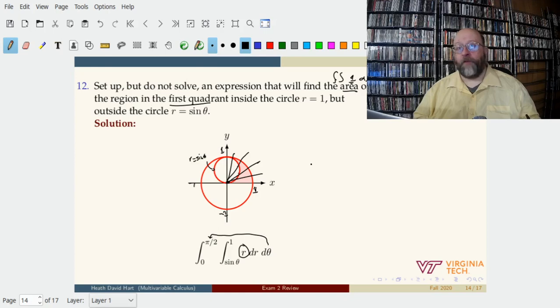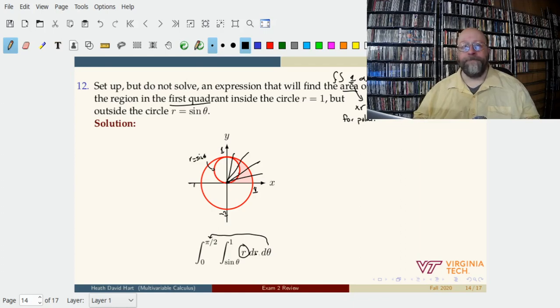But we have to convert to polar. Multiply by r for polar. I realize I'm kind of next up to the inset picture here, but that r comes from the polar coordinates.